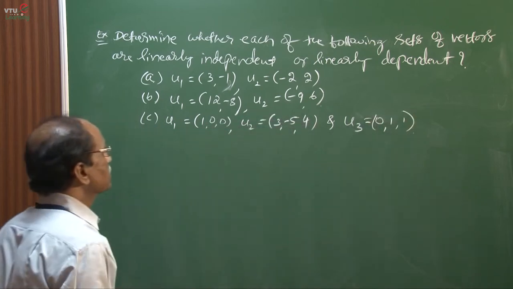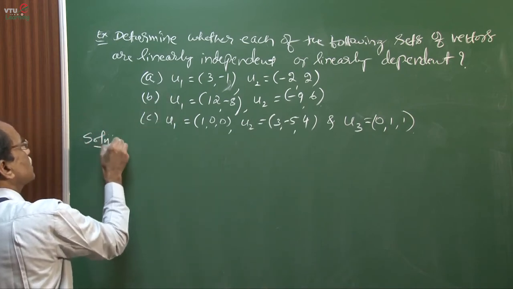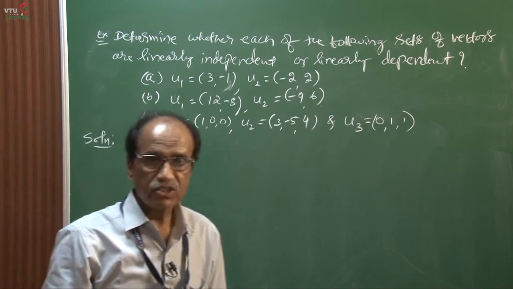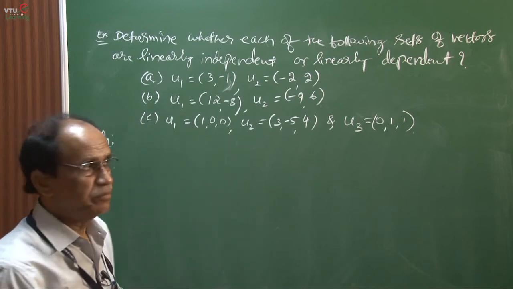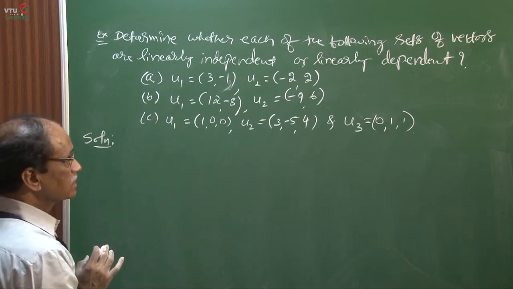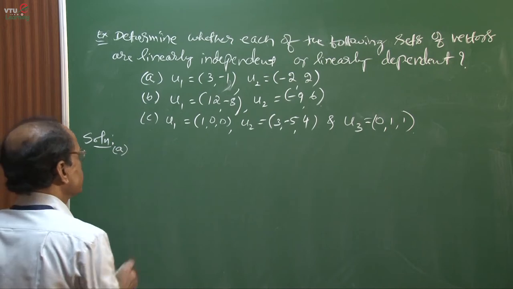So this much. Now I shall answer one by one to prove that the linear combination of the vectors, when I take it, is said to be linearly independent or linearly dependent. We shall verify for all these three questions. Now, the answer for the first question.